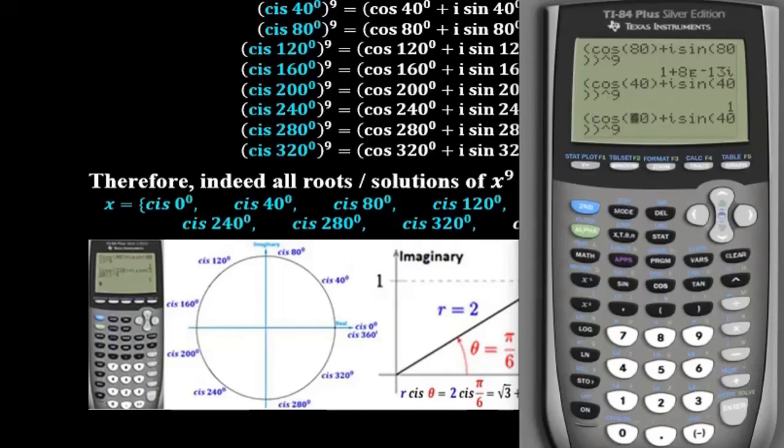Again, for 0 degrees you do not need a calculator. Cosine of 0 is 1, sine of 0 is 0, so that is 1 plus 0, which is 1, to the power of 9 is 1. Here it is.